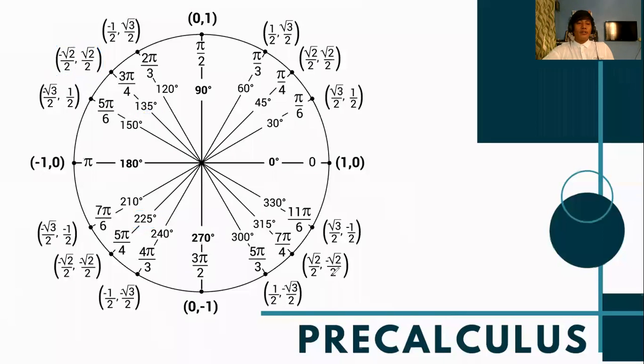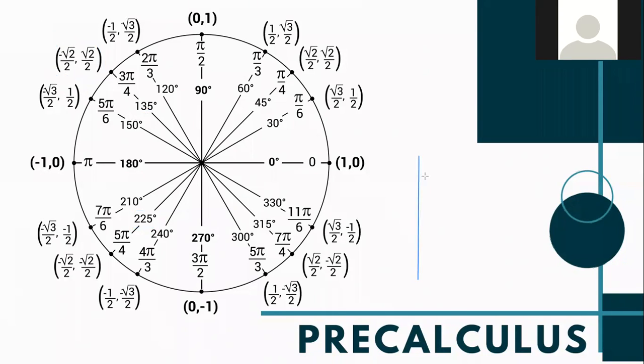Now, let's talk about the 30, 60, 90 right triangle.